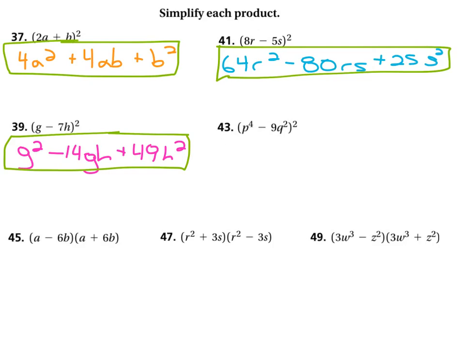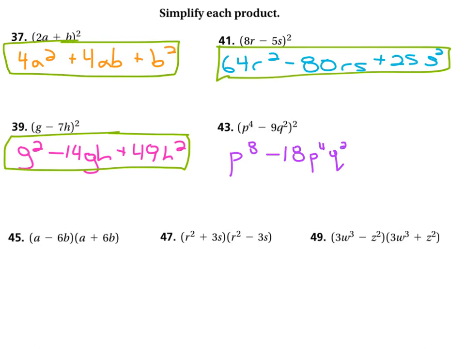Okay, p to the fourth times p to the fourth, p to the eighth. Okay, now we multiply them together and double it for the middle term. So p to the fourth times negative 9q squared, you get negative 9p to the fourth q to the second. Doubling that is negative 18, twice negative 9. P to the fourth q to the second.